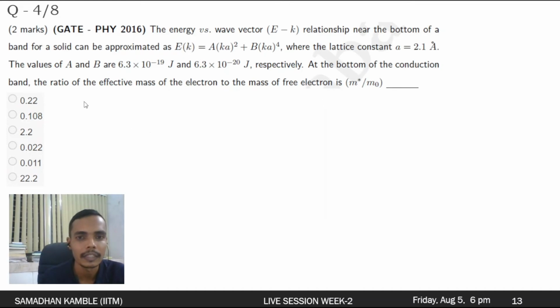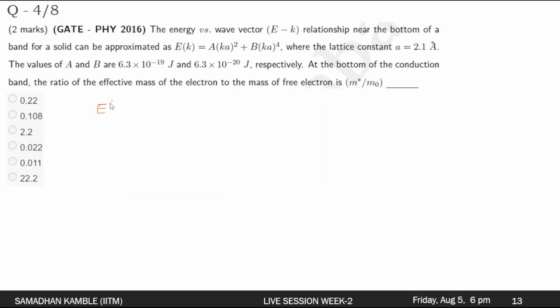So what we have been asked for is the relative effective mass, as we calculated in our first or second example. E as a function of wave vector is given here: A times k squared plus B times k to the power 4. Let us take the first derivative of this relation. dE by dk gives us twice A k A plus 4 times B k cubed A to the power 4. Let us take the second derivative of this equation.